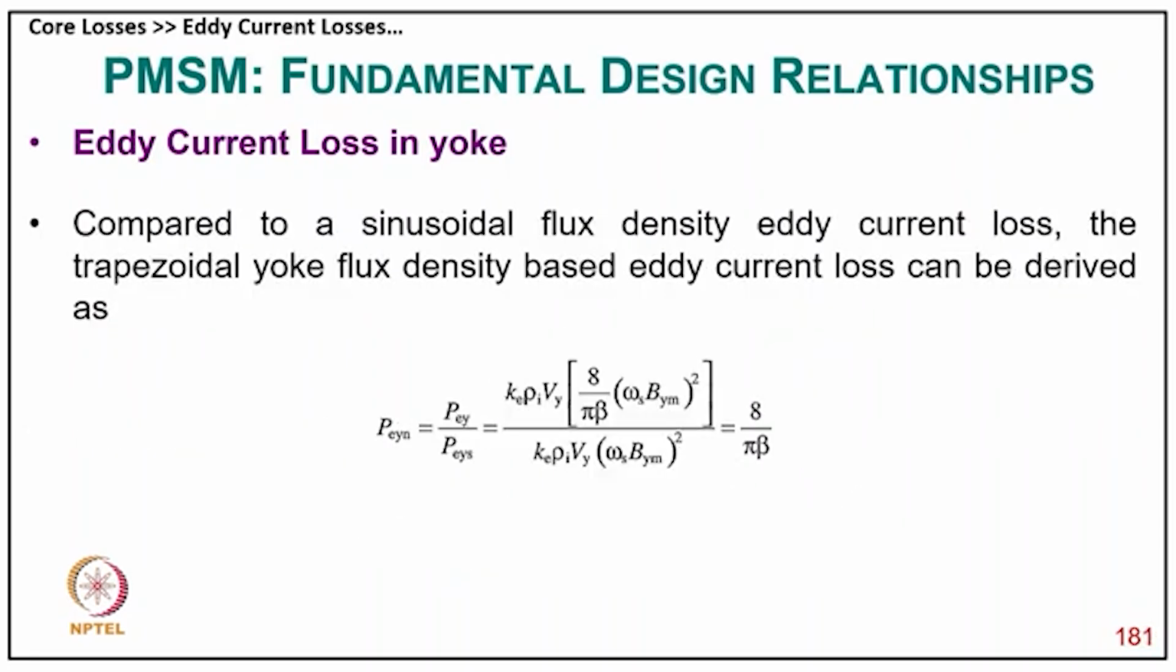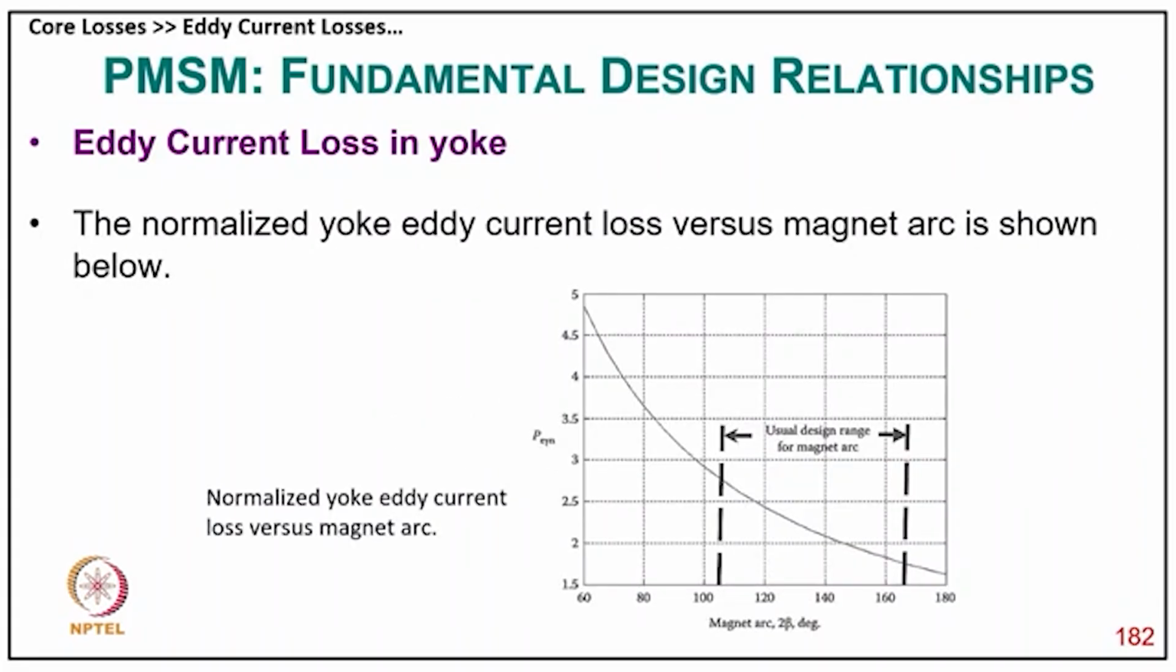And compared to the central flux distribution eddy current loss, the trapezoidal yoke flux density based eddy current loss can be derived as Pey_n equal to Pey upon Pys, Ke rho I Pi Vy in bracket 8 upon pi beta omega s beta by m square divided by Ke rho I Vy omega s P by m square into 8 upon pi beta. And the normalized yoke eddy current loss versus magnet arc is shown here typically. And see the normalized curve of eddy current with the graph.